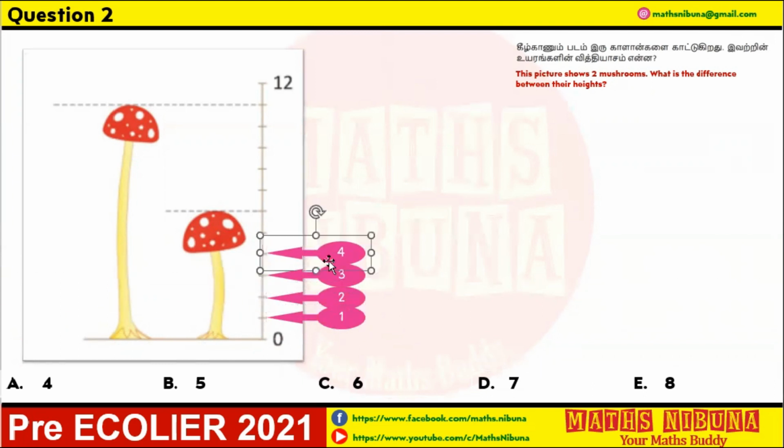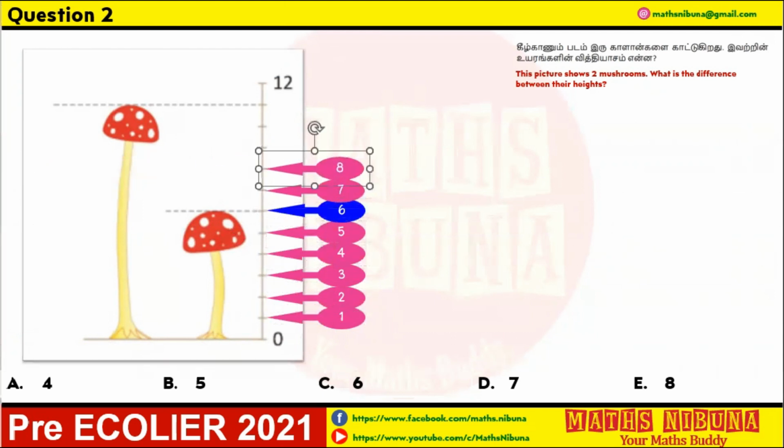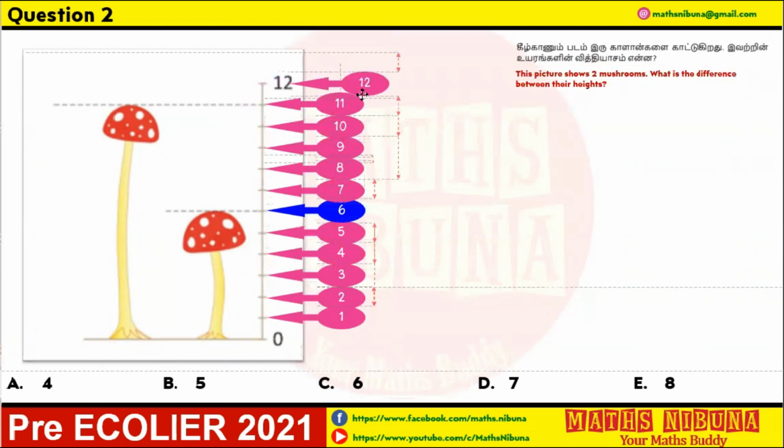4. Just write it down, 5, and then 6. So 6 is the shortest mushroom. Let's say I put blue color. Okay, this is the short one. And then we continue back. This is 7, 8. Just write the numbers. 9, just to check whether it is correct or not. 10, and this is 11, and then 12. It is correct. Okay, this is 12.